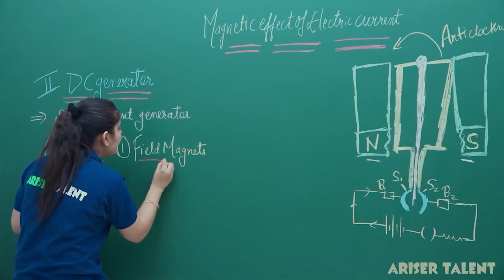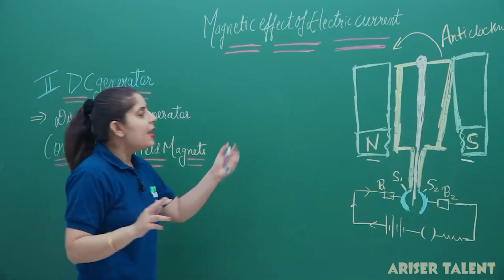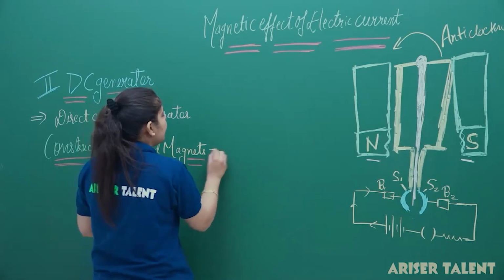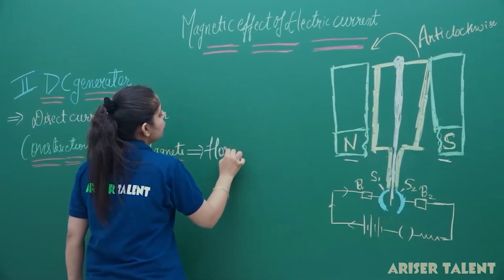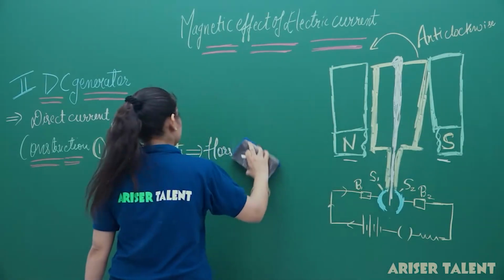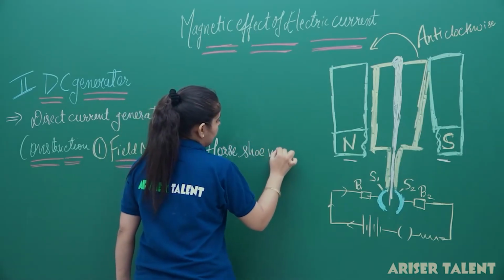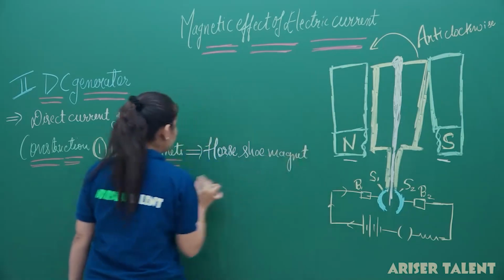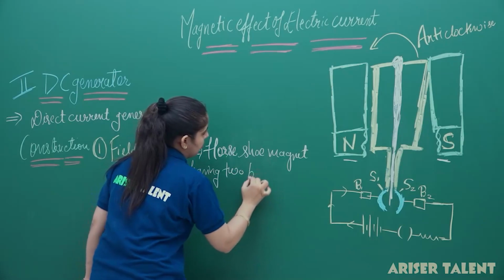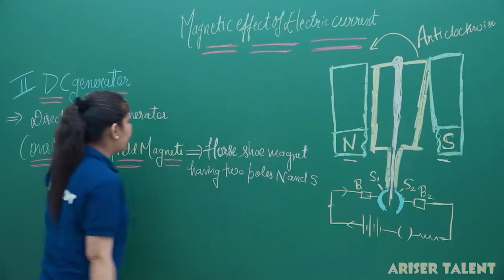Now, in these field magnets, we have two horseshoe magnets having a north pole and a south pole. These are the horseshoe magnets having two poles, N and S. So these are the two poles of the magnet we have.